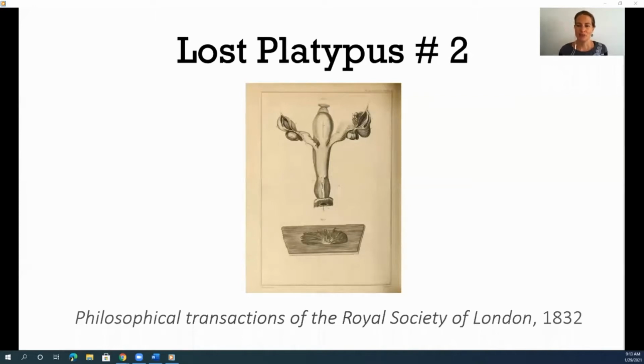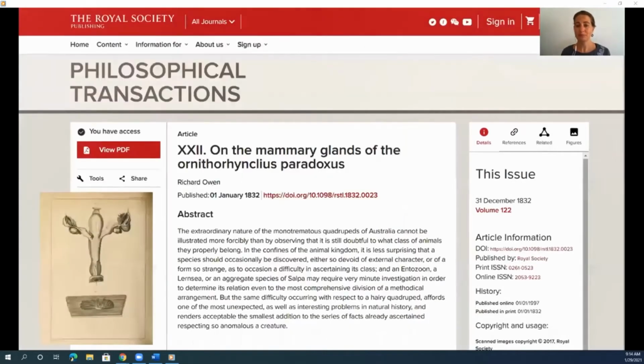This article is from the Philosophical Transactions of the Royal Society of London. The illustration isn't quite as cute as the last one, but it's incredibly significant because that is a mammary gland. This is the article in which Richard Owen in 1832 confirmed that the egg-laying platypus is indeed a mammal. The Royal Society of London have all the back issues of their Philosophical Transactions on their website, and they've assigned a DOI to every single one.